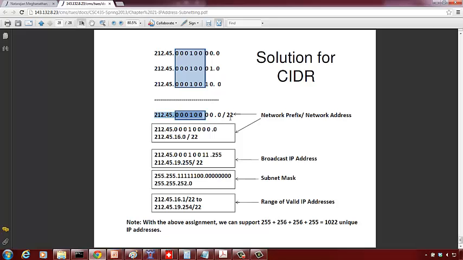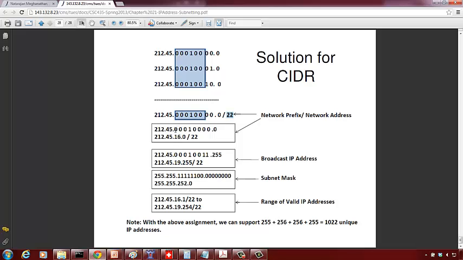We know from strict class-based addressing, we don't have 22 bits for the network part for either class A, B, or C. That's why this is classless. Something other than 8, 16, and 24 bits for the network part is used here. So we use 22 bits for the network part. The first 22 bits that are common across these three class C address spaces are used for the network part. So that's what I indicate here.